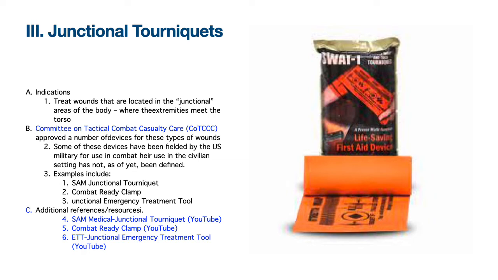Junctional tourniquets treat wounds that are located in the junctional areas of the body, where the extremities meet the torso. The Committee on Tactical Combat Casualty Care approved a number of devices for these types of wounds. Some of these devices have been fielded by the U.S. military for use in combat. Their use in the civilian setting has not, as of yet, been defined. Examples include the SAM junctional tourniquet, the combat ready clamp, and the junctional emergency treatment tool.